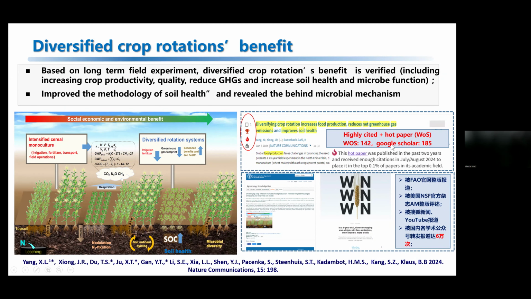And in our paper, we also improved the methodology to quantify soil health, because it is an undefined, unquantified jargon. So it's a hot topic. We also tried to use the microbe mechanism to explain how crop rotations improve soil health and reduce N2O emissions. Last January we got a Nature Communications paper. It is a highly cited paper and a hot paper. Until now, in 50 months, it has already got almost 150 citations, and was also reported by the FAO website.